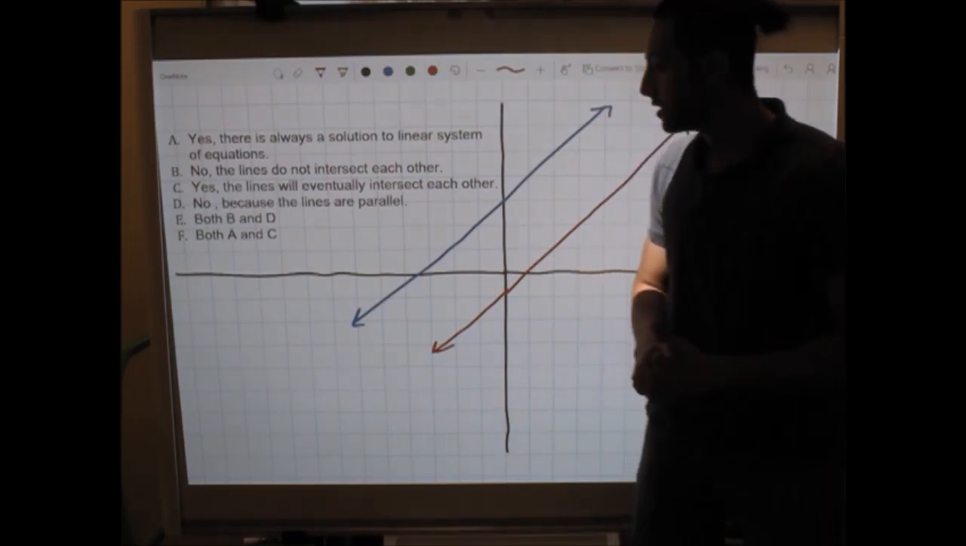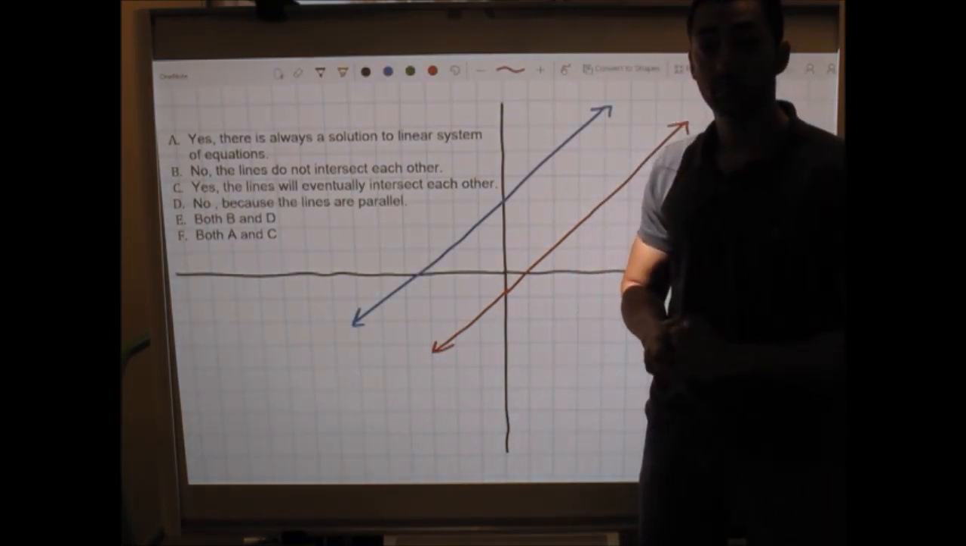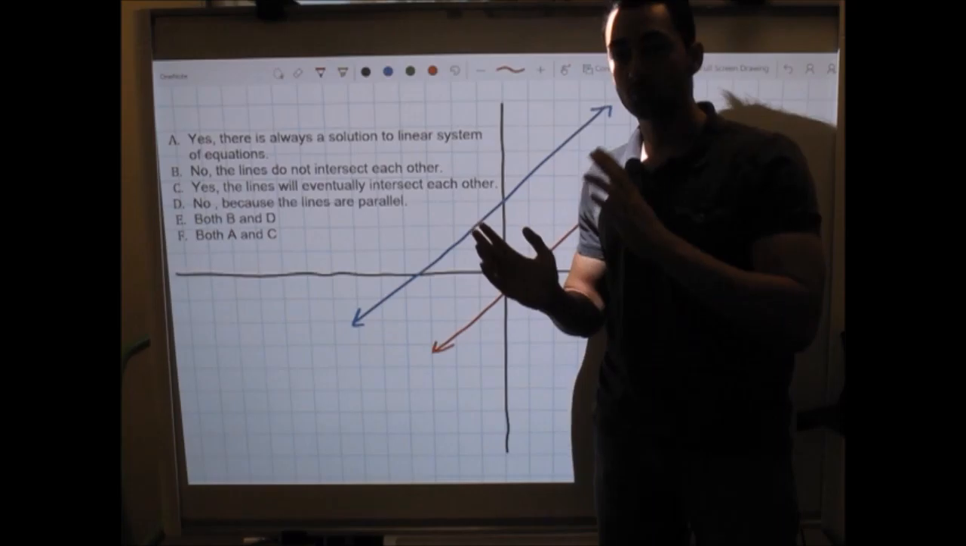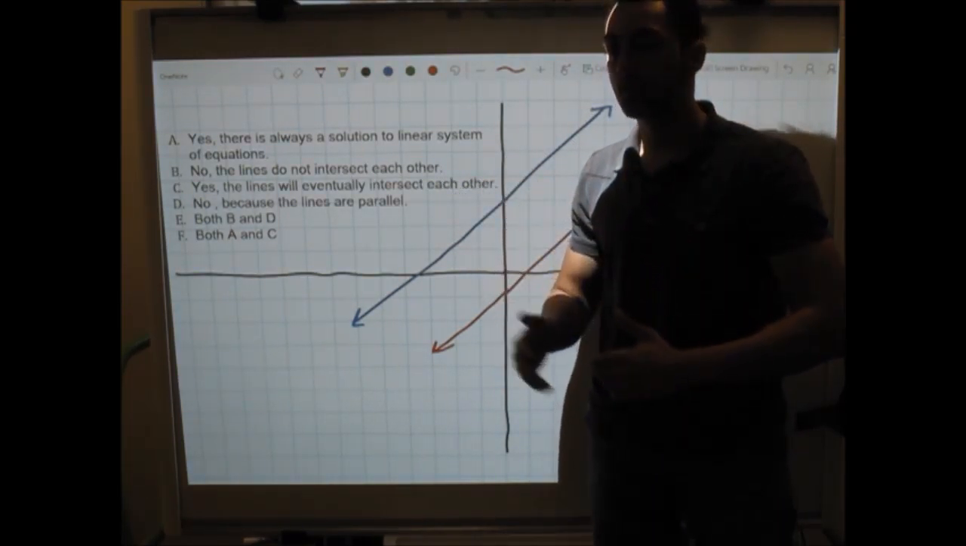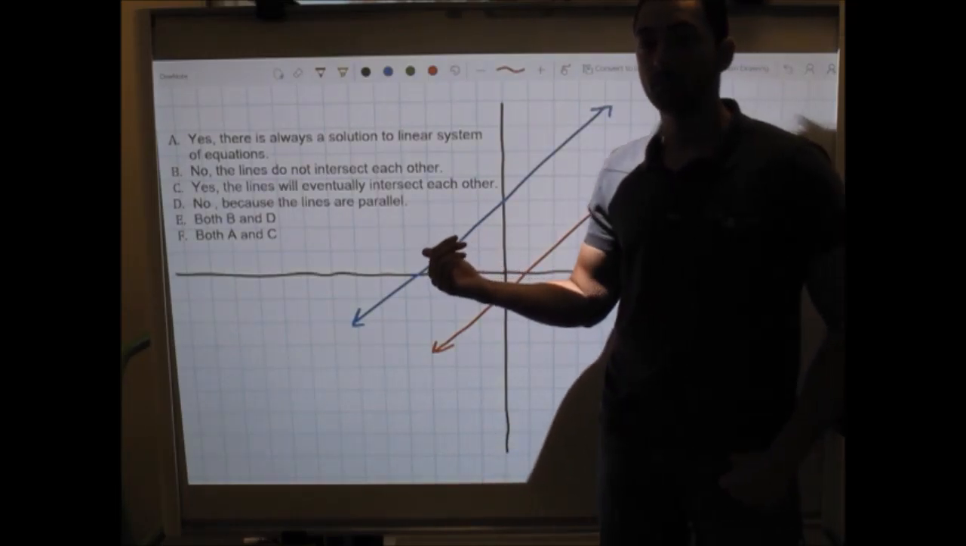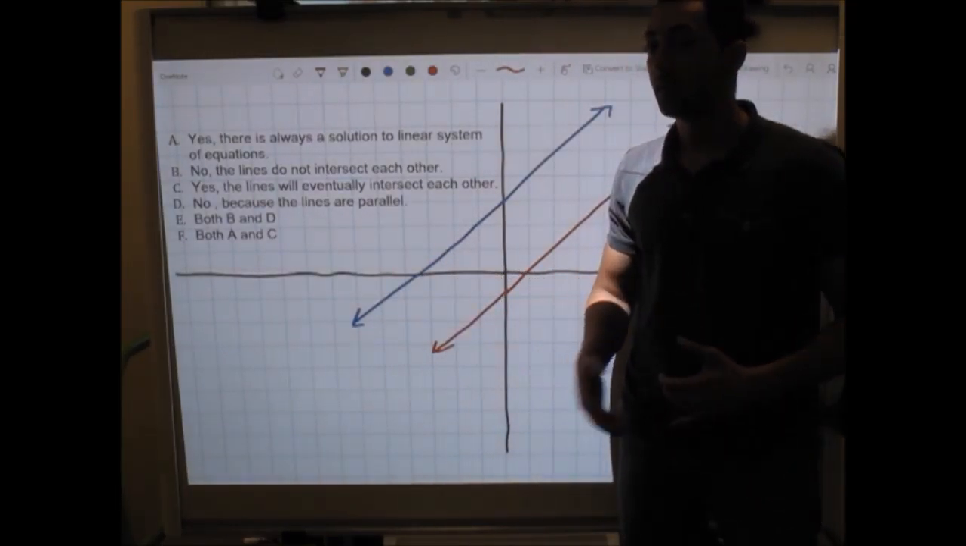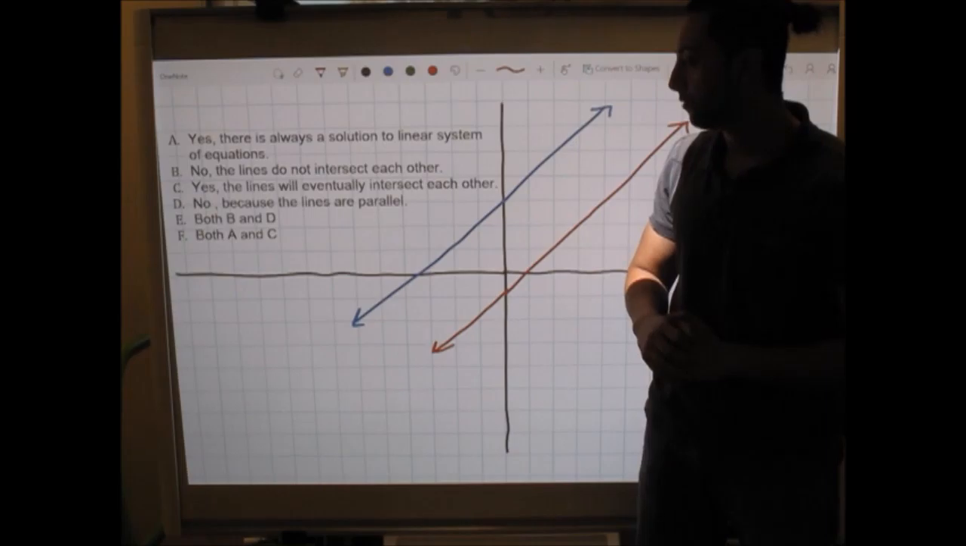So moving on, C says yes, the lines will eventually intersect each other. That would be true if the lines were not parallel, because eventually they would intersect at some point. But since we said in the beginning of the problem that these lines are parallel, that's not going to happen. So C would also be false.